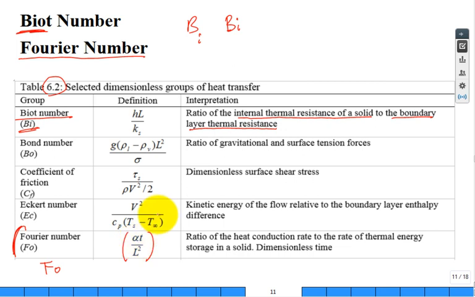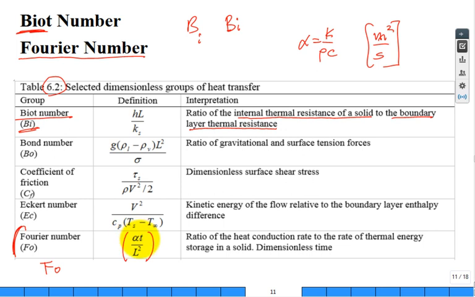Alpha is k divided by rho c. It was introduced in chapter 2 or so. It's the thermal diffusivity, with units of meters squared per second in SI units. So here we go.